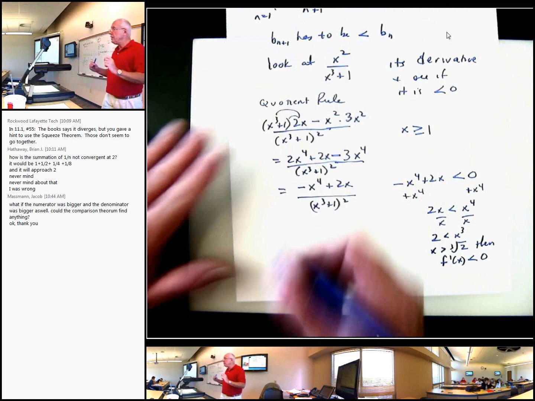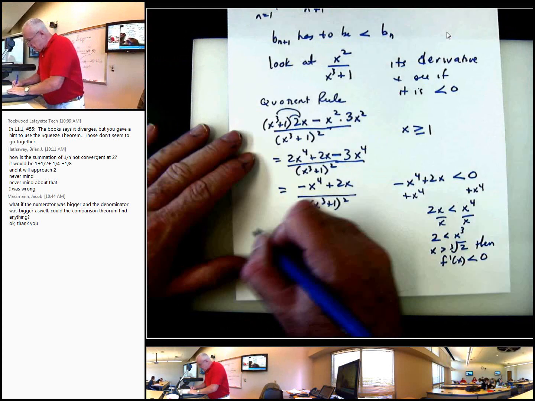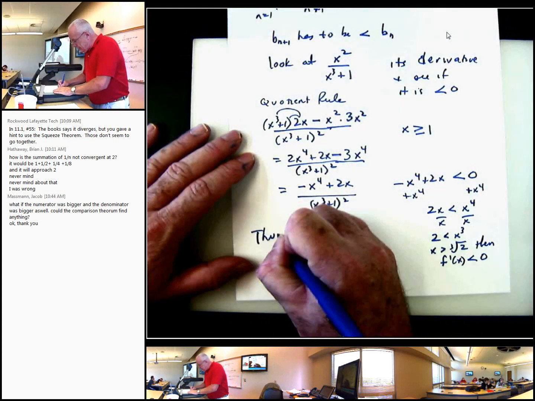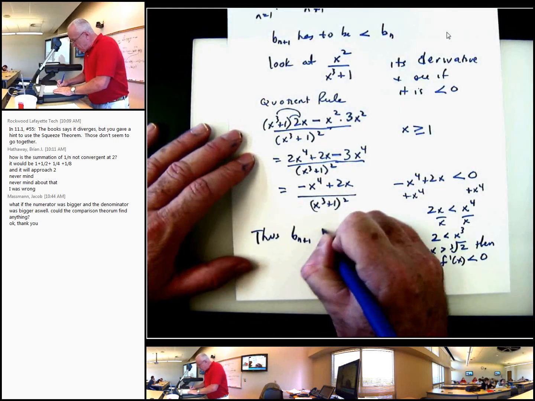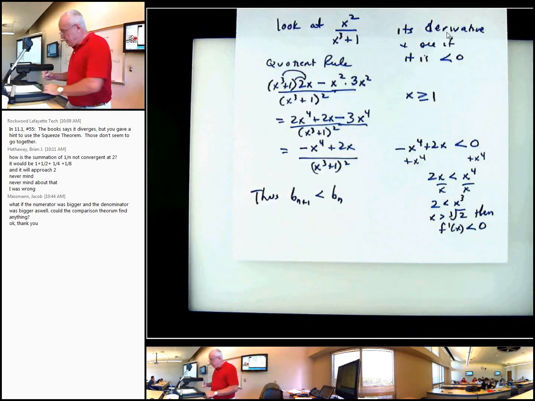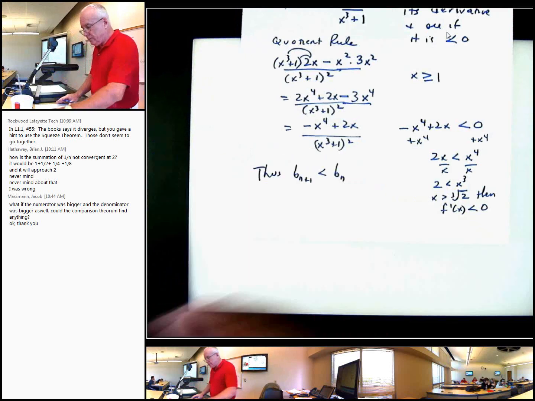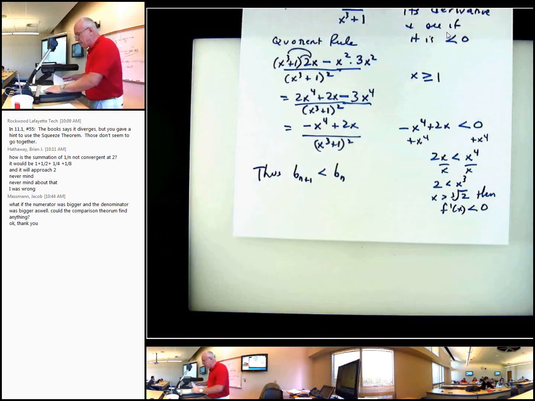Everybody all right with that? Just looking at the derivative. Thus, I can say b sub n plus 1 is smaller than the preceding one. Okay. Then the next thing we have to look at is the limit of b sub n as n goes to infinity.